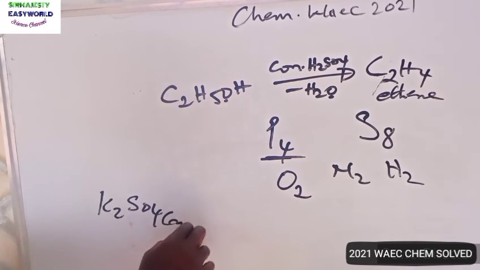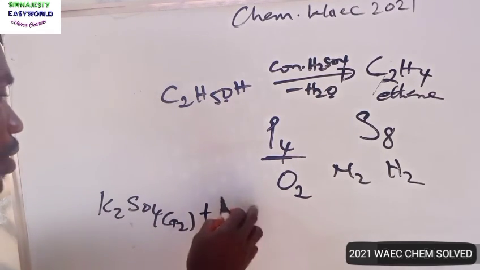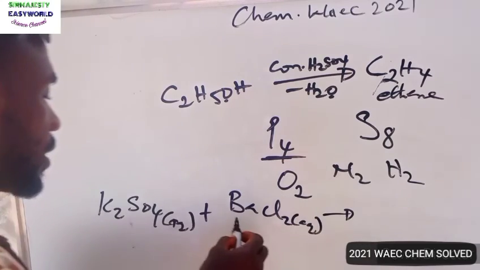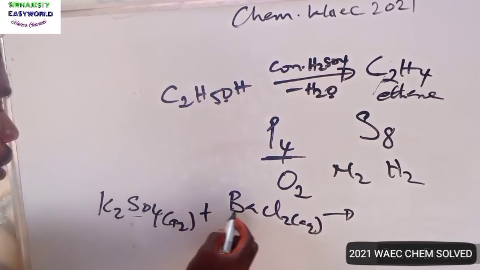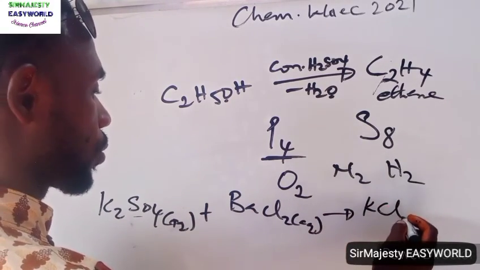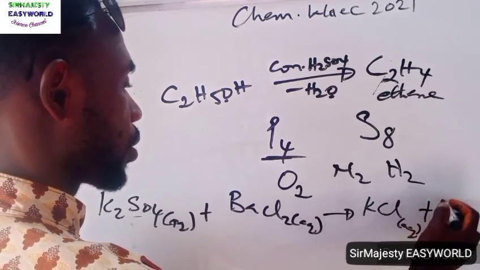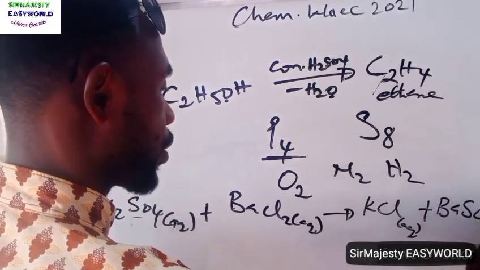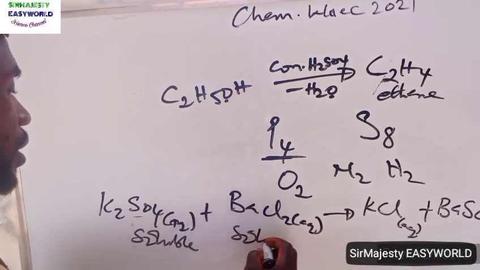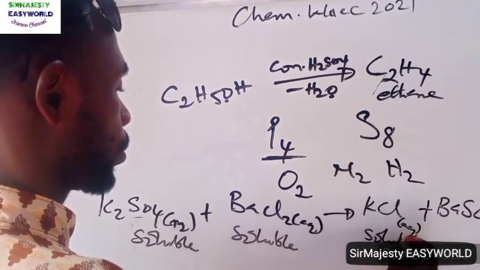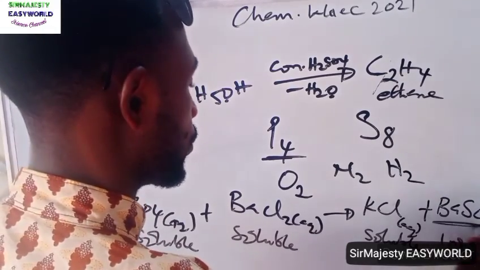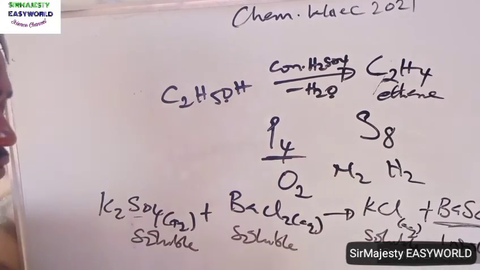Potassium tetraoxosulfate 6 is aqueous, which means it's soluble, plus barium chloride, which is also soluble. Then in this case, there will be exchange of radicals. That is, this SO4 goes to this barium, whereas Cl goes to potassium. In that case, it becomes potassium chloride, which is aqueous, meaning soluble, plus an insoluble barium sulfate. This is solid. So we have mixing 2 soluble to give us 1 soluble as a product and 1 insoluble. So if you want to prepare barium sulfate in the laboratory, you do it this way. Then you can easily recover it by filtration.